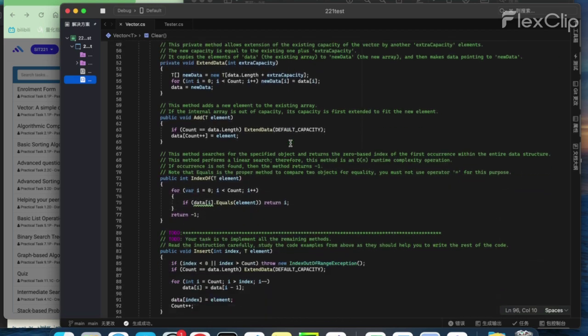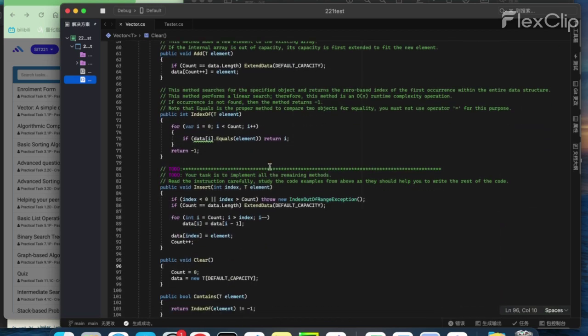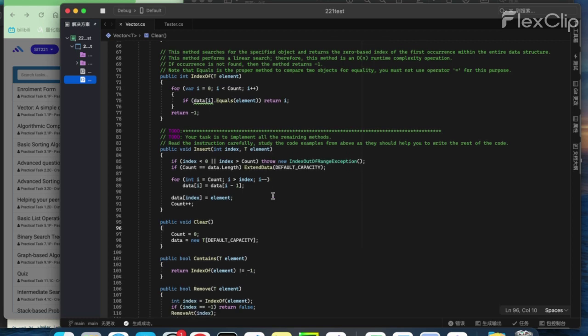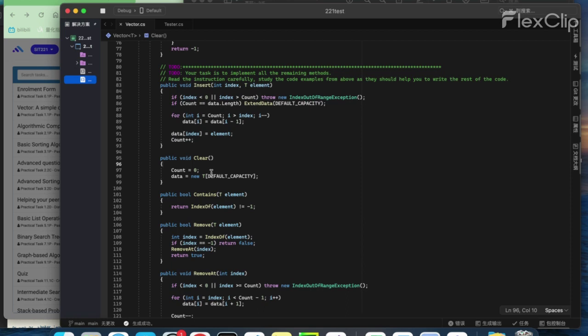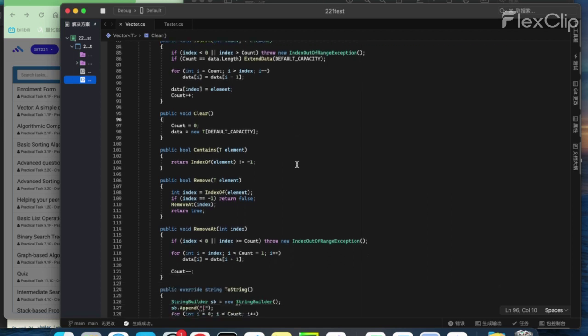The index of method is big O(n) because it's a linear search. The insert method is big O(n) because of inserting at the beginning of the array. The clear method should be big O(1) because it just resets the count. The contains method uses the index of method, so it's big O(n). The remove method also needs to find the index, so it's big O(n) as well. The remove at method uses the index as well, so it's big O(n).